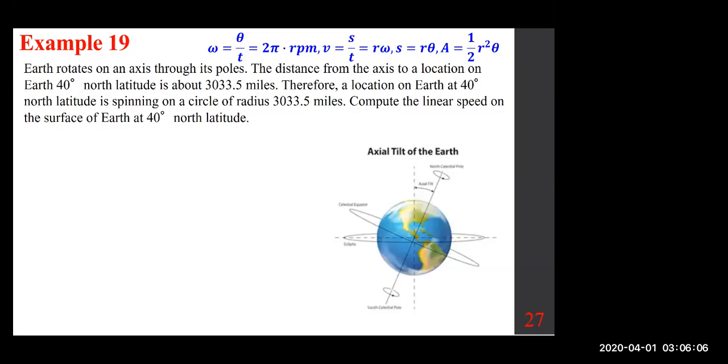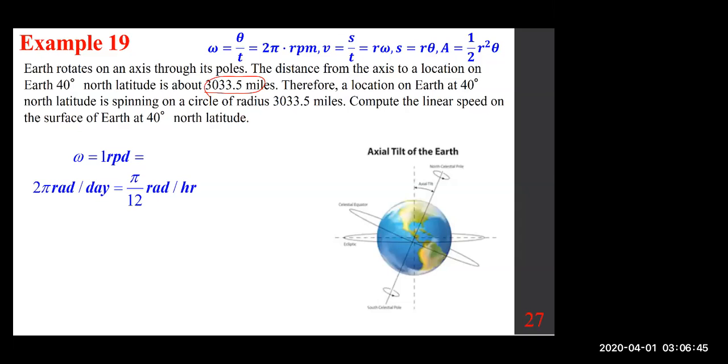Thank you so much. Understand that at that point, this is the radius. We are really looking at V equals R omega. And what is the omega? Okay. 1 revolution per day, a complete revolution, 1 day. Okay, 1 revolution per day. And that's 2 pi radians per day.